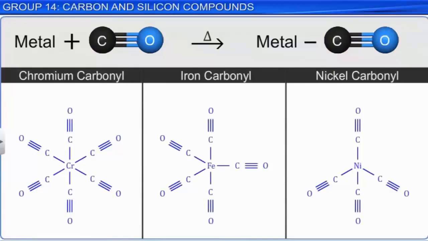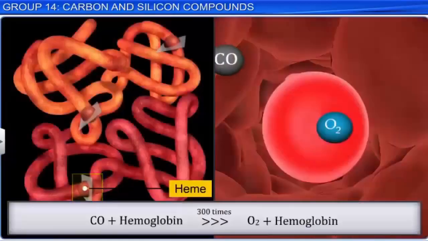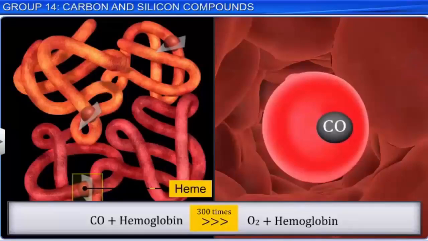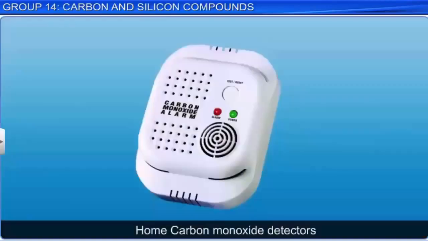Carbon monoxide is highly toxic. It binds to the heme group of hemoglobin 300 times more strongly than oxygen. The hemoglobin molecule is, thus, prevented from transporting oxygen. This can ultimately lead to death if not treated promptly. Home carbon monoxide detectors are available and can be life-saving.